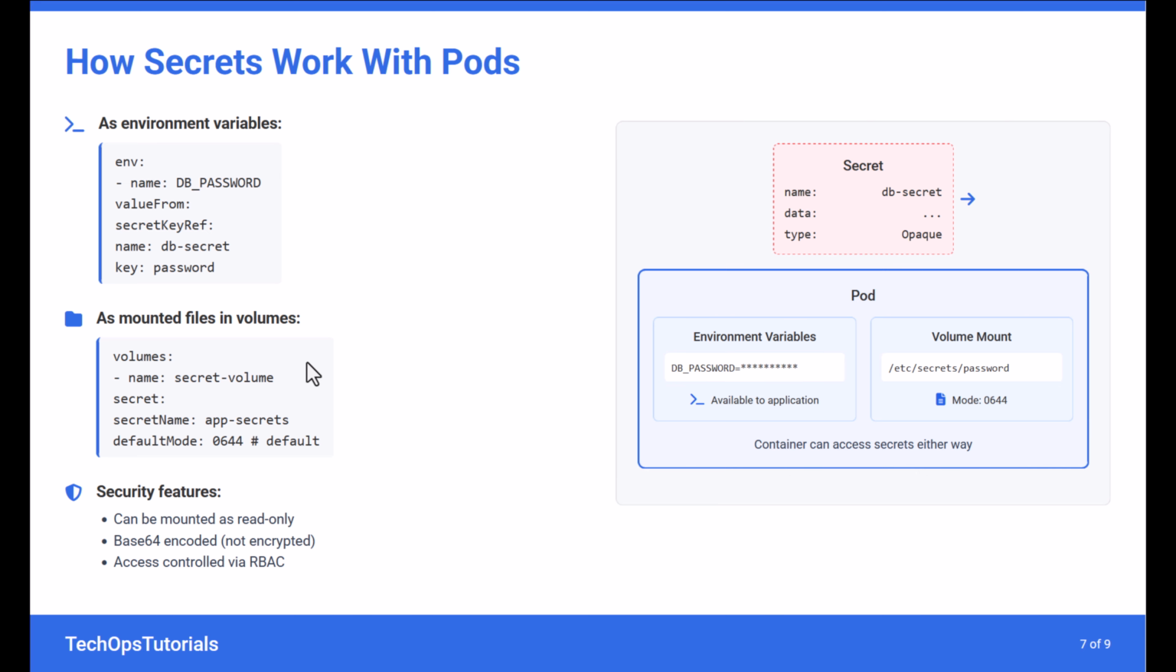A few important security features to note. Secrets are base64 encoded, not encrypted by default, but they can be encrypted at rest if configured. They are often mounted read-only to reduce the risk, and access to them can be tightly controlled using RBAC, role-based access control. So only specific users or services can read or update them. In short, Kubernetes gives you a flexible and secure way to provide sensitive data to your workloads without ever baking it into your image or code.